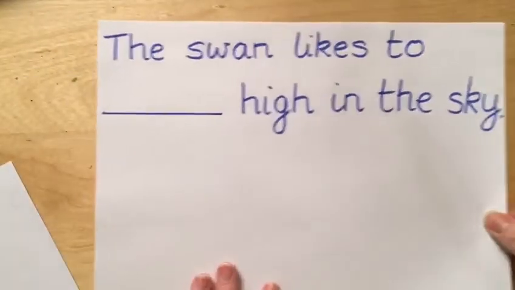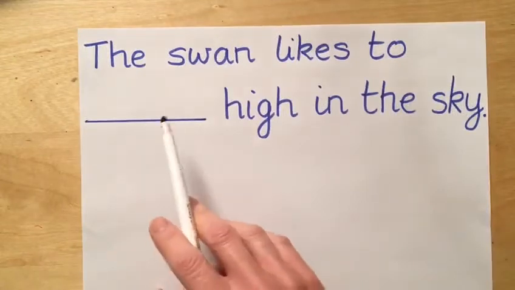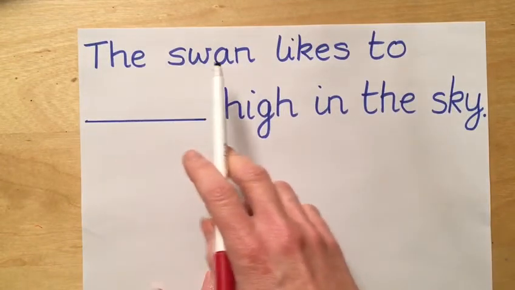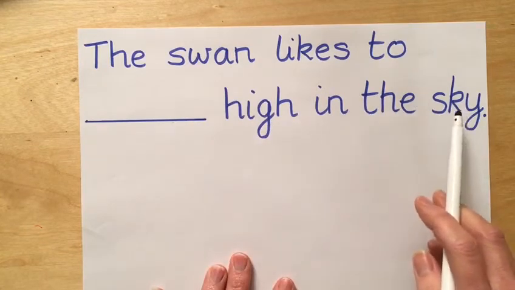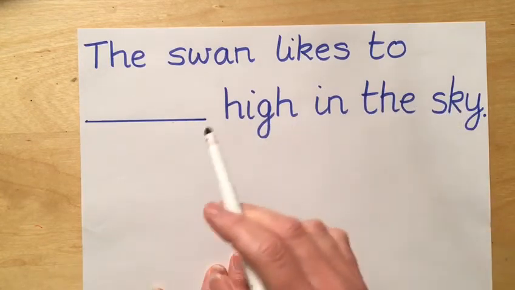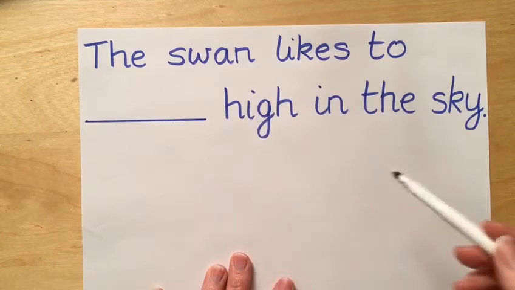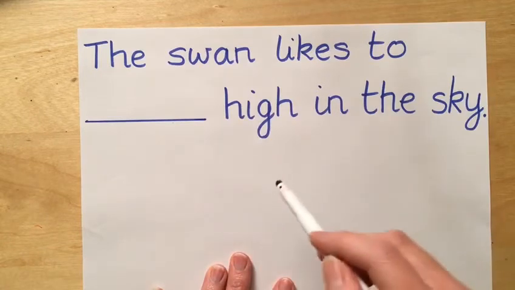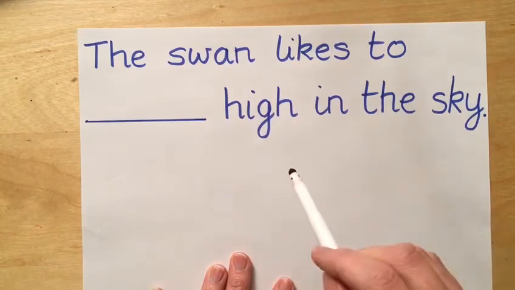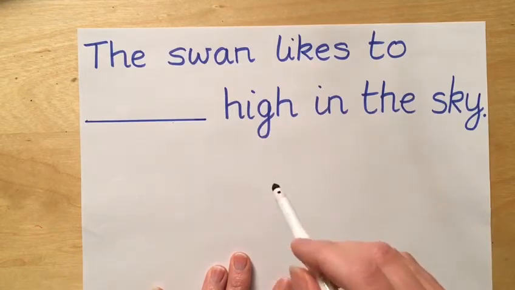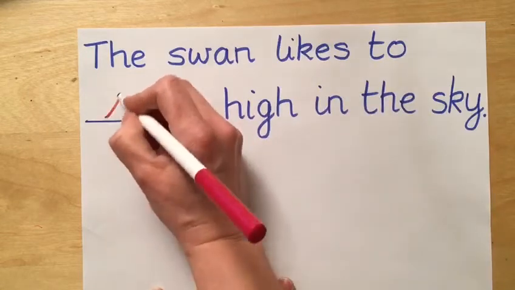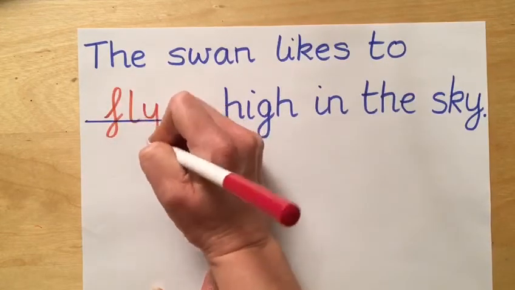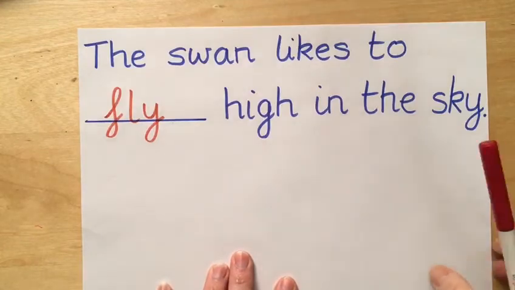Right, the next example, can you guess what will go into this gap? The swan likes to something high in the sky. Right, we had a sentence with a swan earlier on, and they were doing it at that point. It was happening, the action was happening now. But is this action happening now? The swan likes to fly high in the sky. Well done if you've got that one right.